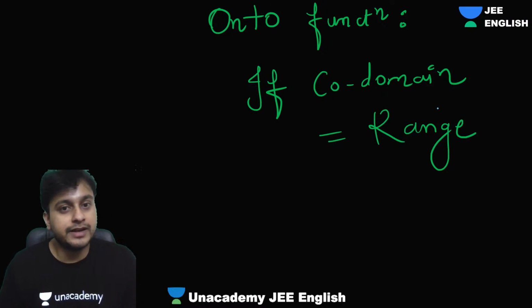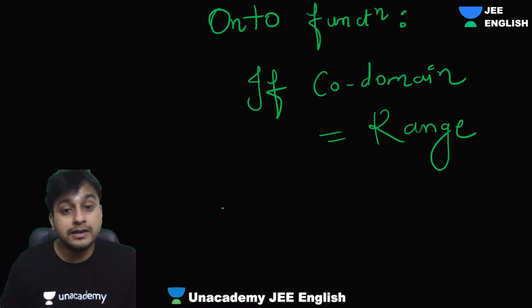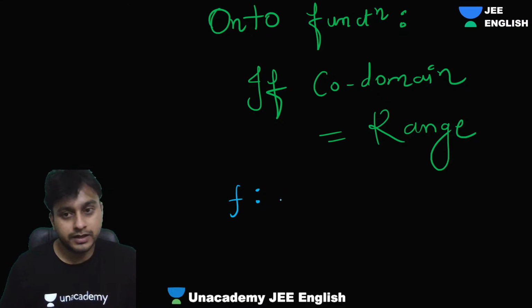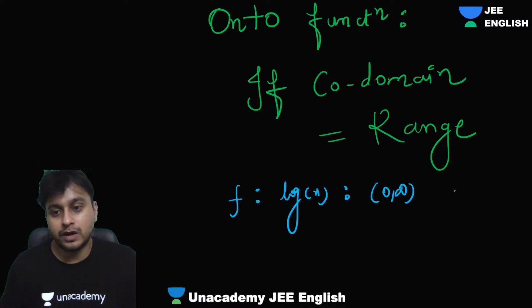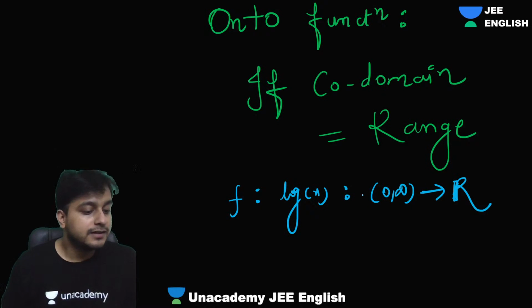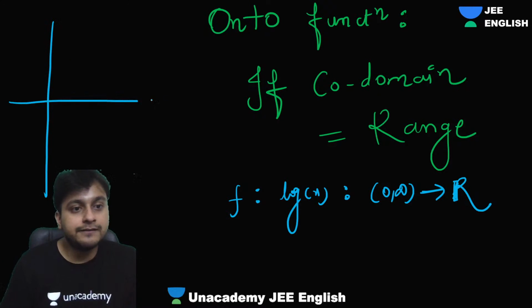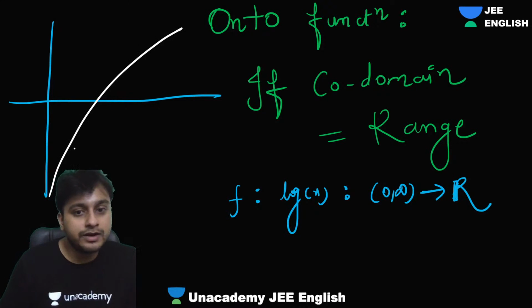Simple. If codomain equals to range, we call it onto. That's it. Okay, so let me give you an example. Let's suppose I've got f of x as log x, going from 0 to infinity to R. Is log x onto? Yes. Why? Because if you look at this graph of log x, what is the range?